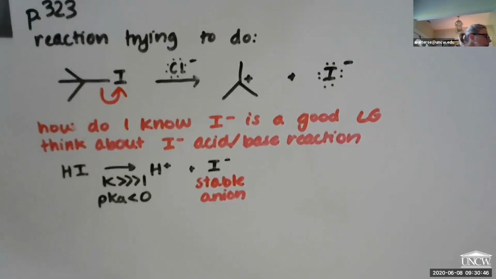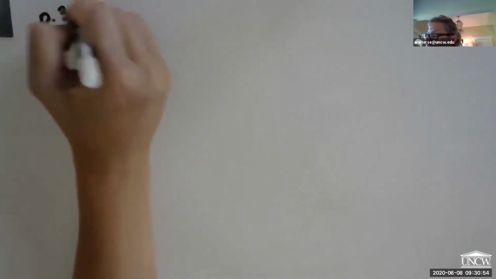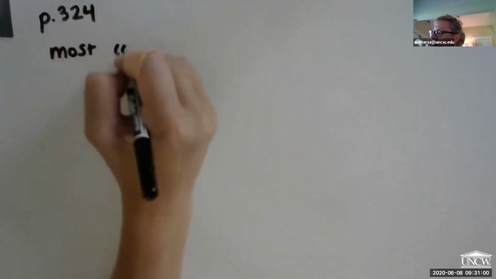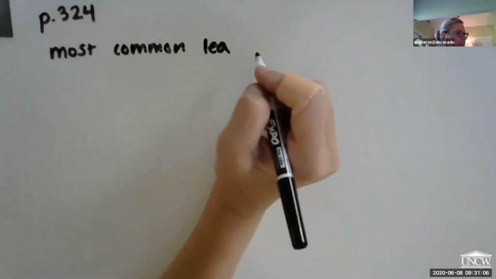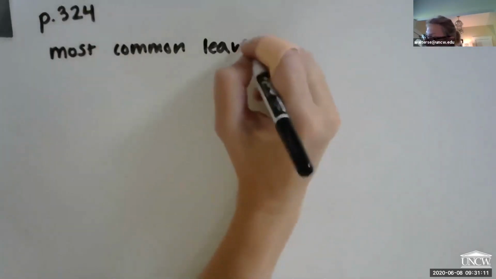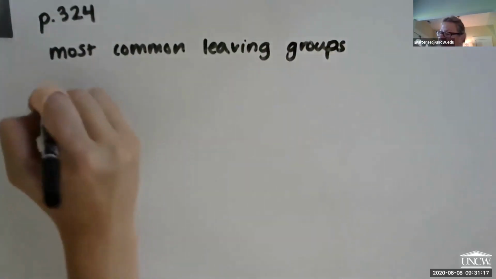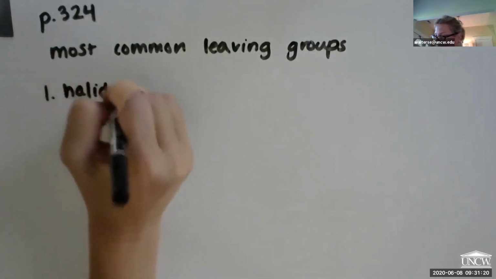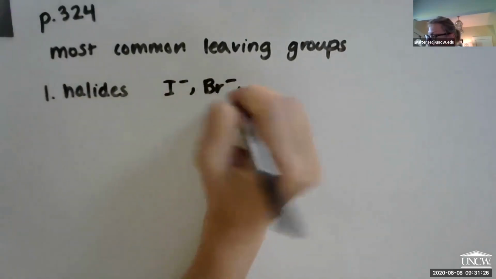Now, on the next page of your book, page 324, you get a table showing you the most common leaving groups. I will show you how to fix the bad ones in just a minute. Okay. So the most common leaving groups. And they're in two classes. The first are the halides. And the ones that are halides that are related to strong acids are iodide, bromide, and chloride.